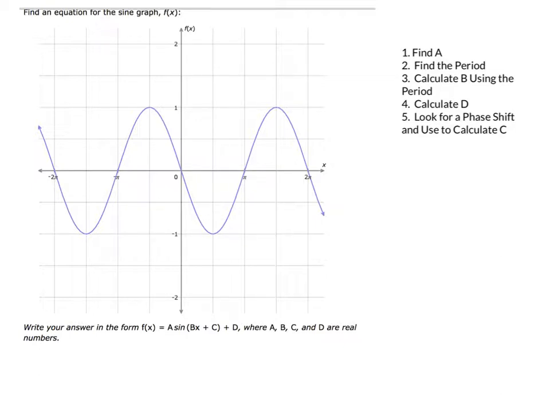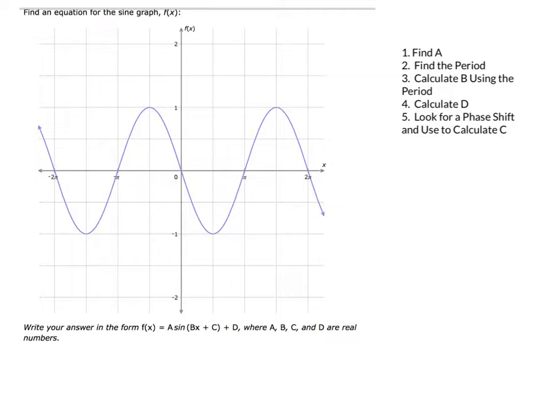All right, so let's take a look at this graph. First thing is going to be A, which, as you remember, is your amplitude. How much does your curve go up and down? You can either just look at that and see what that value is. You can see that it's 1. Or if you'd like to calculate it, you can.